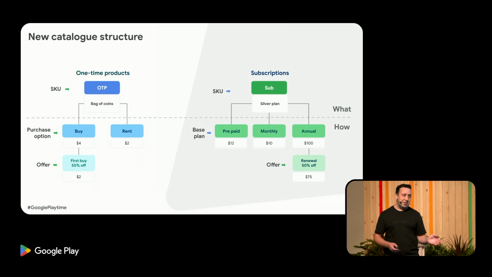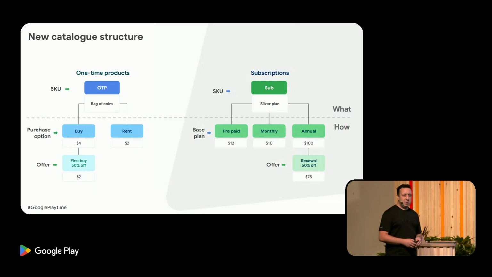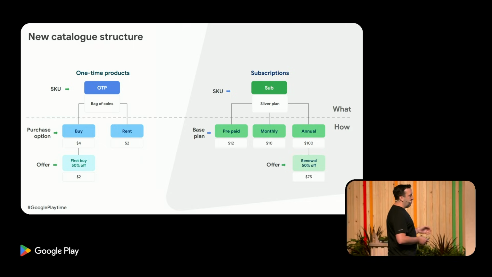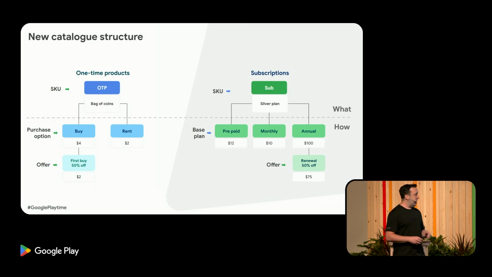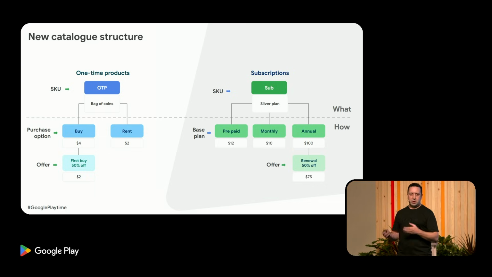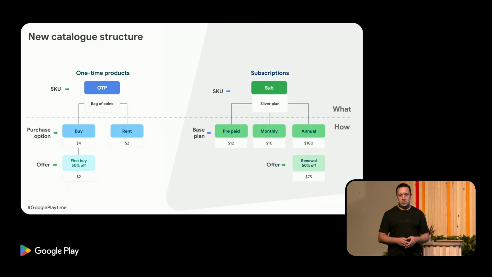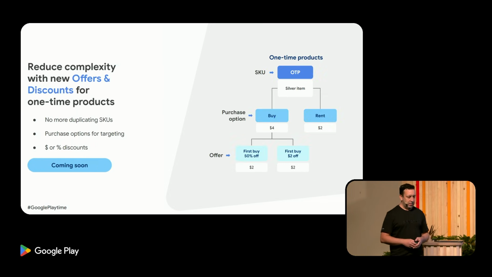Similar for one-time purchases, now you're going to have a purchase option as well as an offer nested underneath that one entitlement piece. So as I mentioned, you can change the way that the user is purchasing one-time purchases now, and we'll go into a little bit of this new functionality here in a moment. And you can nest offers and then target those to the right users rather than replicating SKUs.